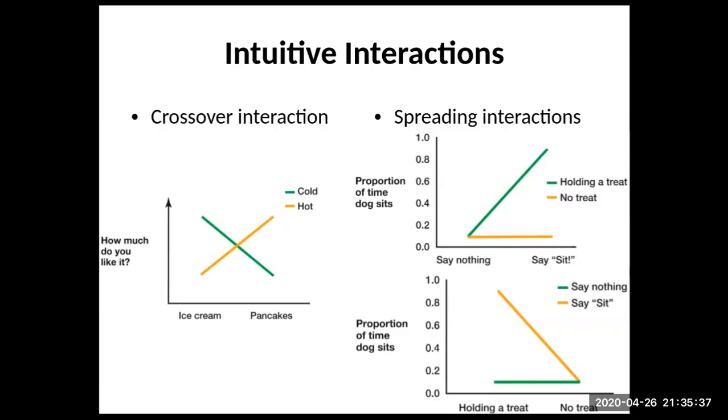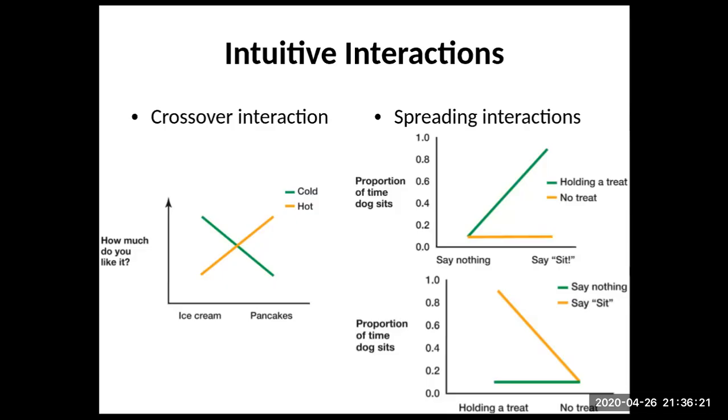So let's look and see on top for the spreading interaction what this says and what it means. So here we have two independent variables. The dependent variable is going to be the proportion of time a dog actually sits. So this is looking at different methods to see how effective it is to maybe train a dog or a puppy. The first variable on the x-axis: you either say nothing or you say the word sit. And then the other independent variable is whether or not the trainer is holding a treat. So what you say to the dog, commands to the dog, and level of treat, whether you're holding a treat or whether there's no treat at all.